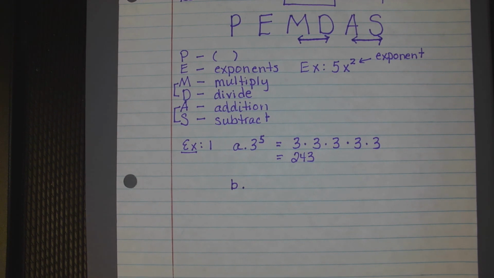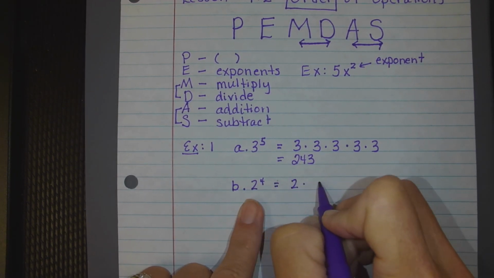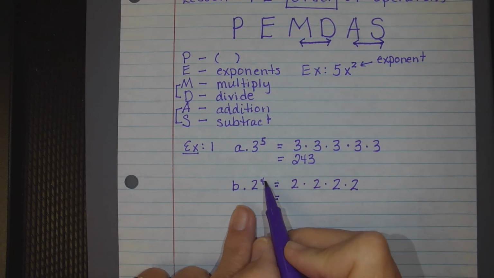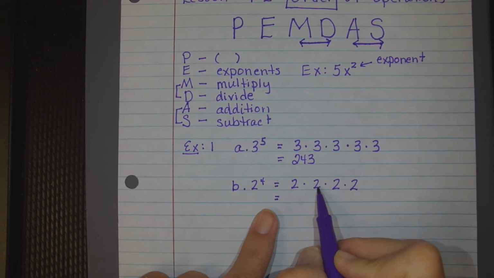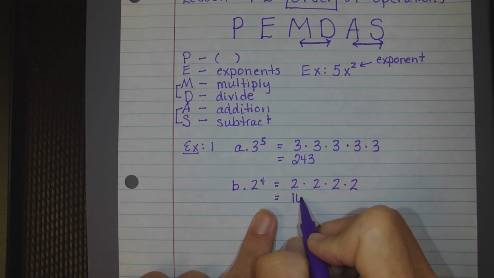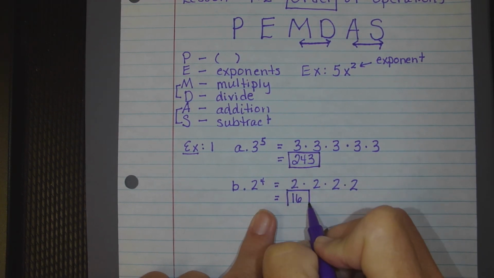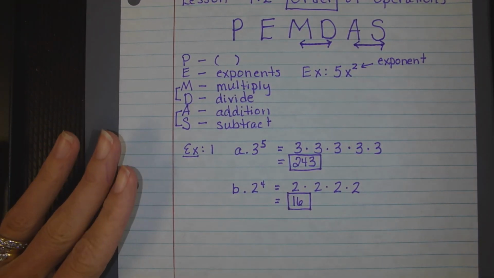All right, so another one just like it, I'm going to call that A, I'm going to call this B. So let's do another one just like it. Let's go 2 to the 4th power. So we have 2 4 times. 2 to the 4th power. 2 times 2 times 2 times 2. 2 times 2 is 4. 4 times 2 is 8. 8 times 2, 16. And please get in the habit of circling or boxing your numbers. It's just neater. Okay. All right, let's move on to example 2.